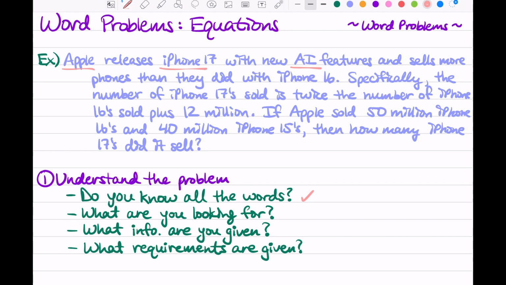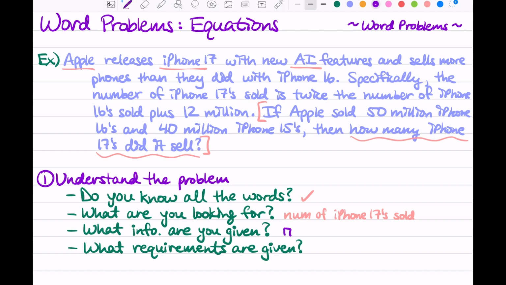What are you looking for? Well, usually it'll be in the last sentence of the word problem. What we're looking for is how many iPhone 17s did Apple sell? We can make a note of that. Let's say number of iPhone 17s sold.